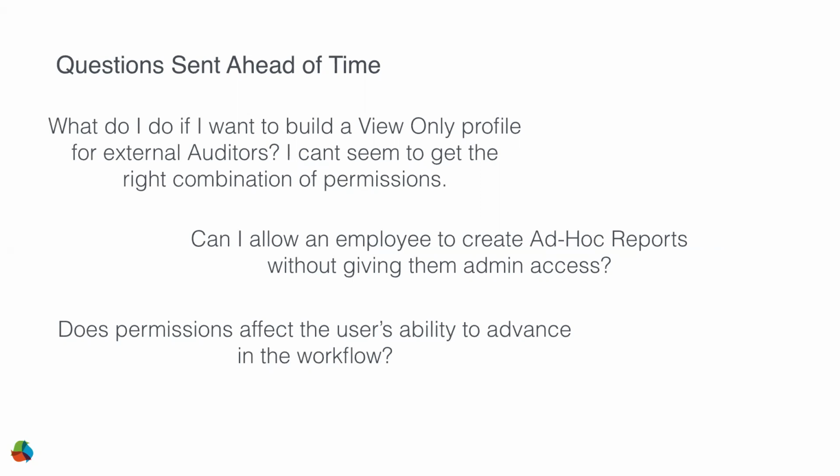First off, we have, what do I do if I want to build a view-only profile for external auditors? I can't seem to get the right combo of permissions. That could be a tough one, and that's definitely a good fit for an auditor. You want them to be able to check everything out, but you don't want them to be able to interact with certain records. So, Kevin, do you mind helping us out and expanding upon that one?